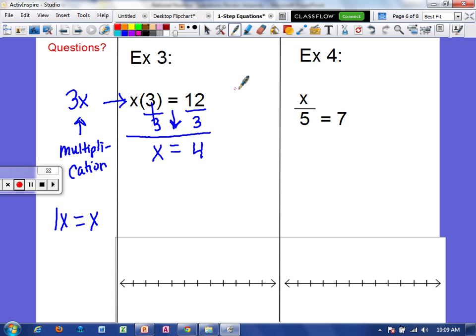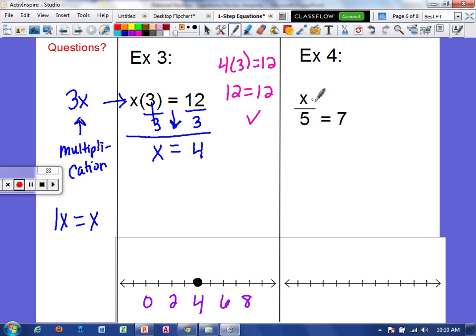Now I want to check and make sure that's correct. So that means that 4 times 3 should equal 12. 4 times 3 is 12. So the left and the right sides match, and that does check out. Now let's graph it. So I know my answer is 4, so I'm going to make sure I have 4 on my number line. And then I'm just going to put a filled in dot on 4.